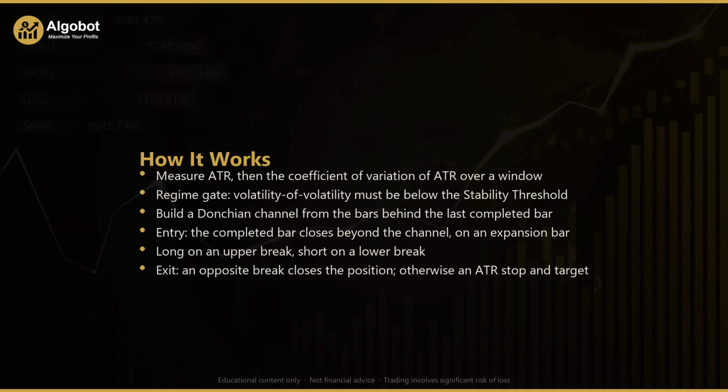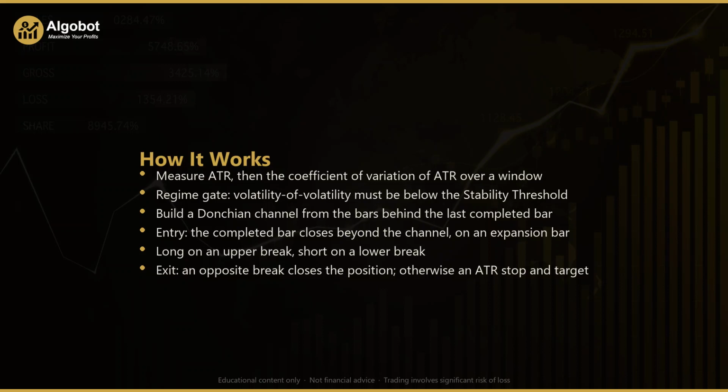Next comes the regime filter, the defining feature of this strategy. Over a window set by the vol window parameter, 20 bars by default, it takes the recent ATR readings, finds their average and their standard deviation, and divides one by the other. That ratio is the coefficient of variation, or the volatility of volatility. If this value sits below the stability threshold, which defaults to 0.22, the market is judged to be in a steady regime and trading is allowed. If it's above the threshold, the regime is considered too erratic and the strategy simply waits.